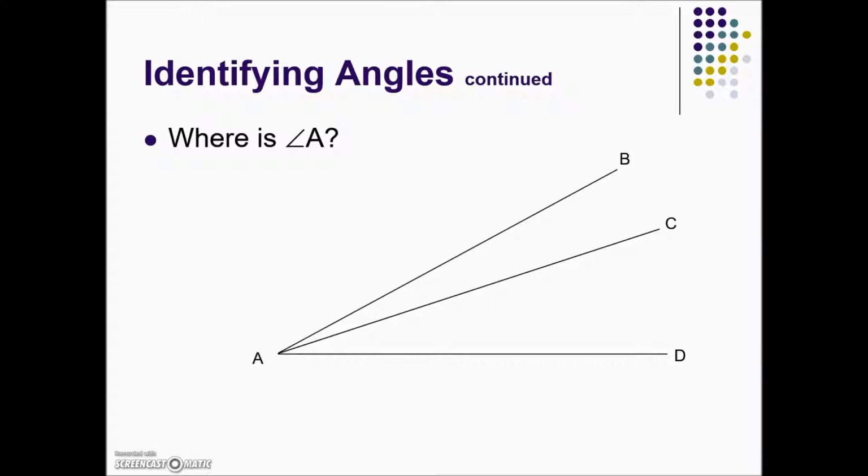In a more complex figure, when they're asking us to identify angle A, are they talking about this angle A? Are they talking about this angle A? Or are they talking about this angle? So you can see the importance of using the three-letter system when the figure is more complex.